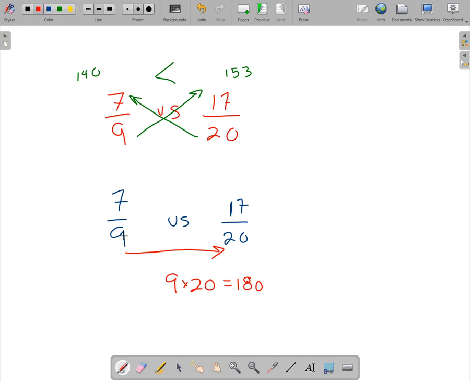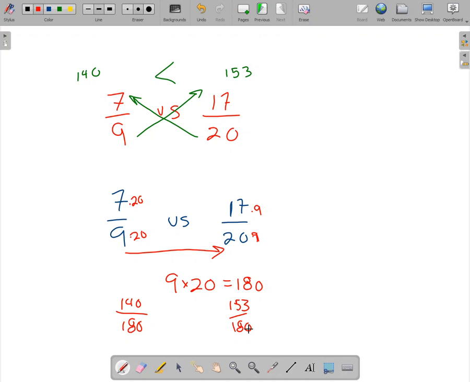So basically what I want to do to this fraction right here, I want to multiply top and bottom by 20. And this fraction here, I want to multiply top and bottom by 9. So when I do that, I get a new set of fractions. This becomes 140 over 180. That's the same as 7/9. Versus this one over here is going to become 153 over 180.